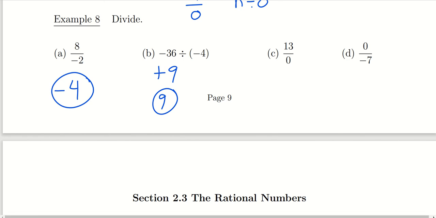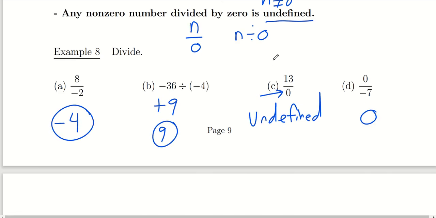For part C, we have 13 divided by 0. Again, if you're trying to divide by 0, that's the operation that's undefined. But on the other hand, if we try to take 0 divided by negative 7, anything non-zero dividing into 0 will be 0 itself. Let me quickly explain why division by 0 is undefined.